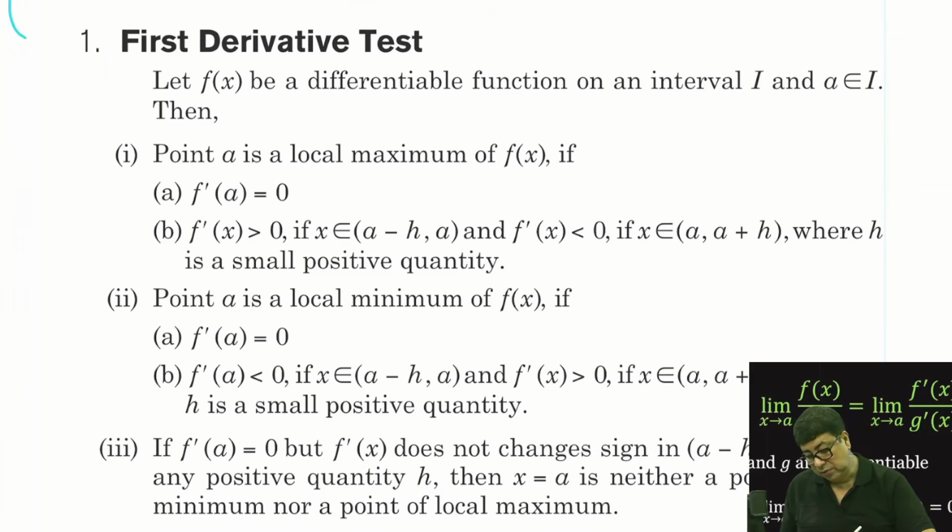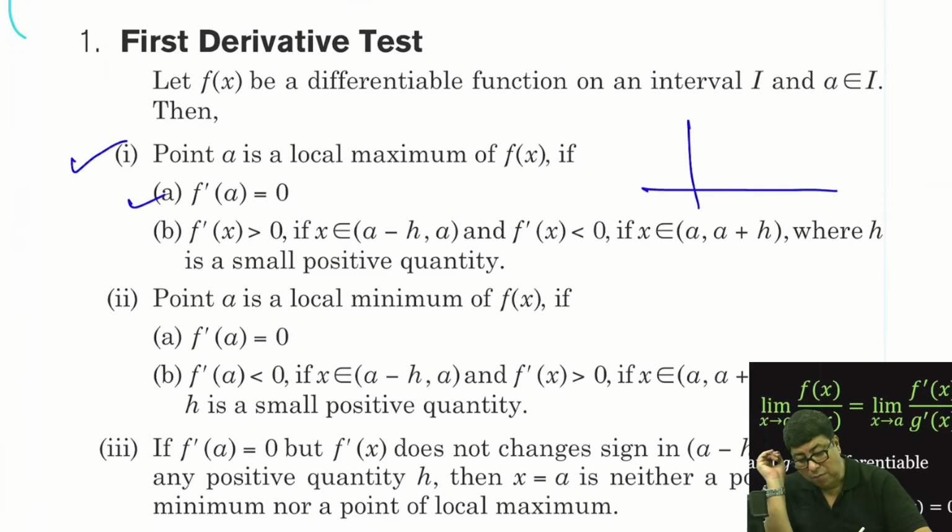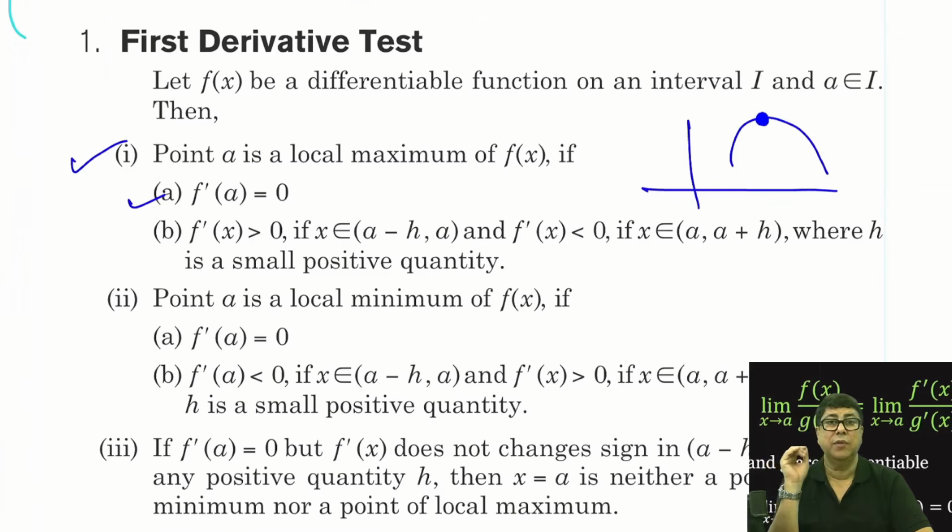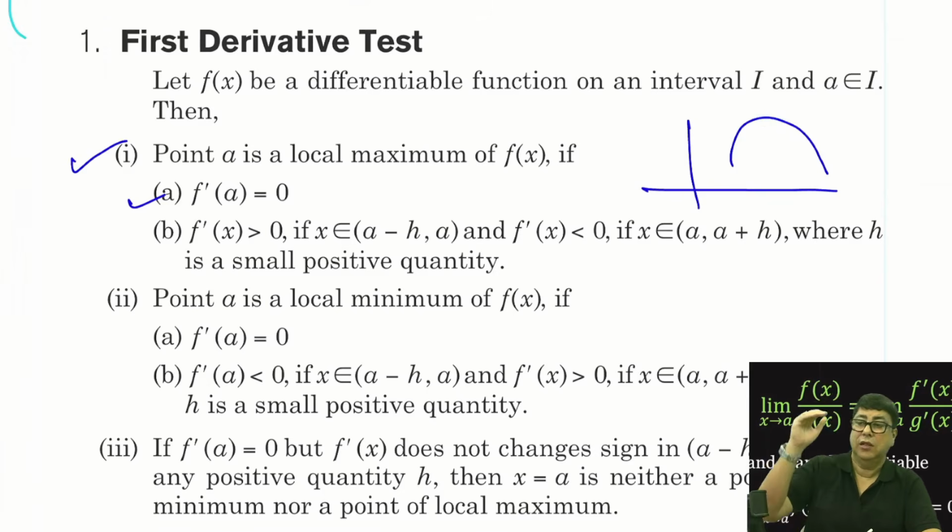Our function is max at x equal to a if f dash a equal to 0 and f double dash x greater than 0. Remember one thing, for max the curve is like this. Curve is increasing fast, then decreasing. So from increasing to decreasing, there is a point here. First it is increasing, then it is decreasing. So between increasing and decreasing, there is a point, everyone.